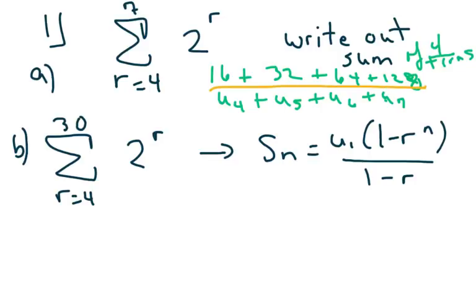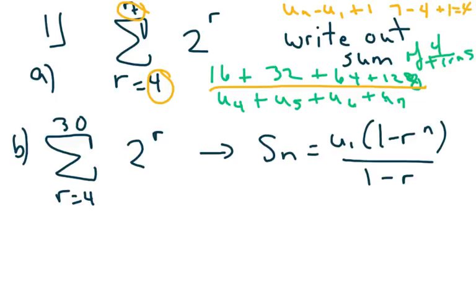Now just notice here though that we had 4 terms. We went from 4 to 7. And so the way you find the number of terms is you subtract u of n minus u of 1, then you add 1. So 7 minus 4 equals 3, plus 1 gives you your 4 terms.